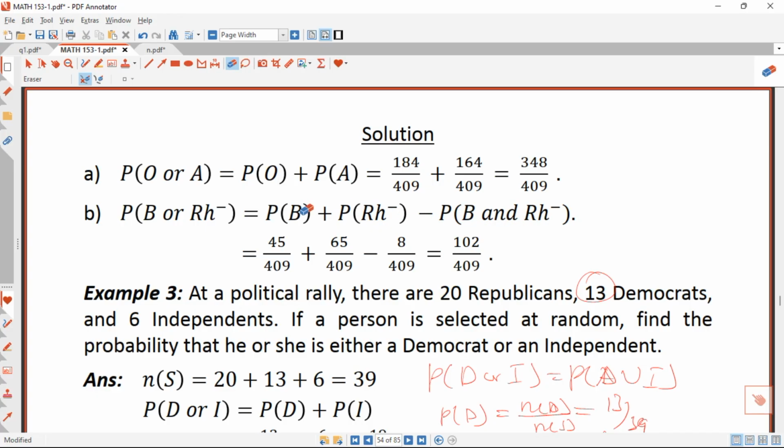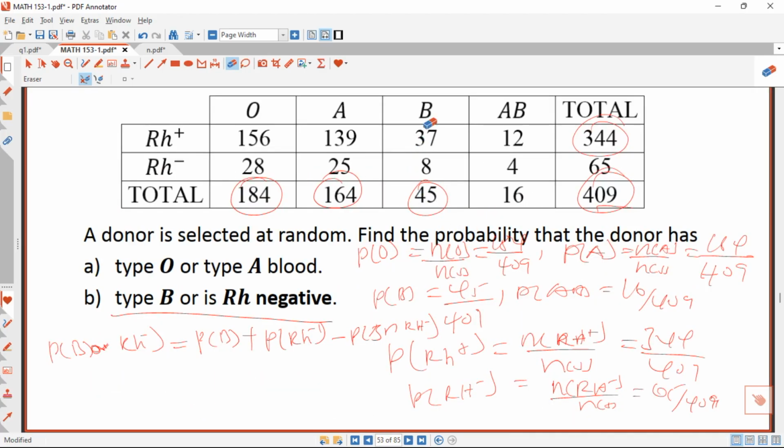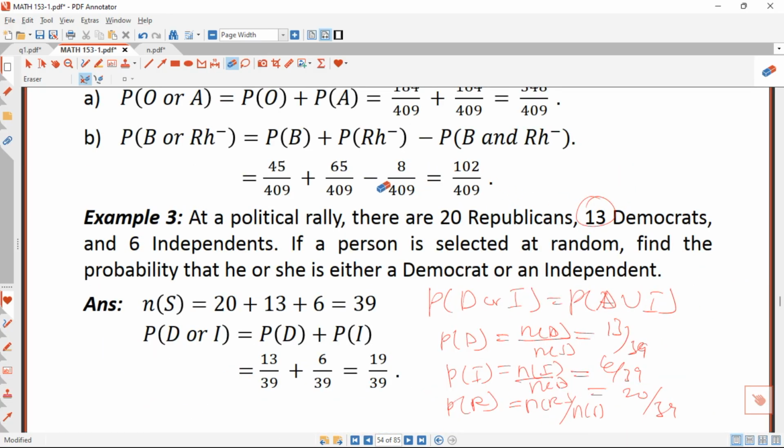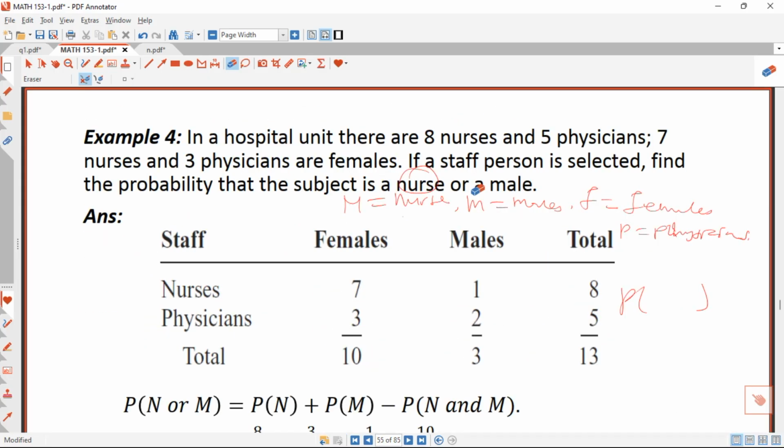And we know that probability of B is 45 divided by 409 plus this one is also given as 65 divided by 409 minus 8 divided by 409. But let me show you how we find the 8. You see, we have blood group B, and the 8 people are under blood group B who are Rh negative. So here our number of events will be 8 and the sample space is 409. That's the reason we are getting 8 divided by 409. When you add and subtract everything, we are getting 102 divided by 409. Right? Let's go to our third example.